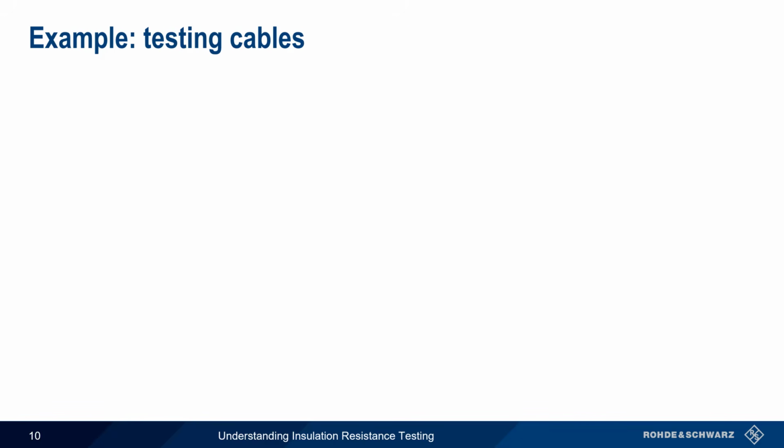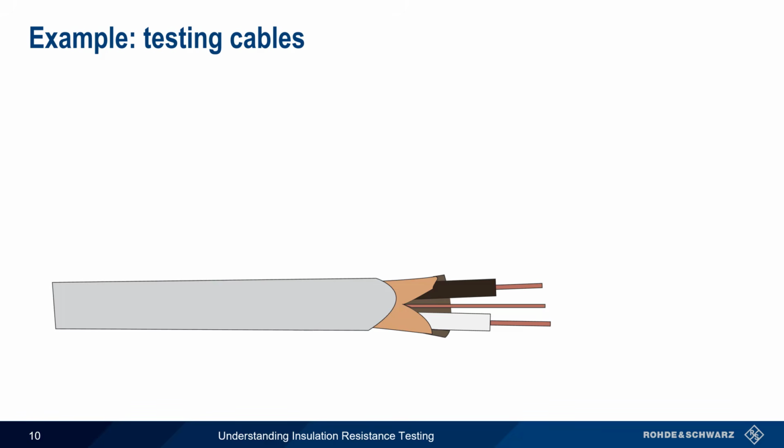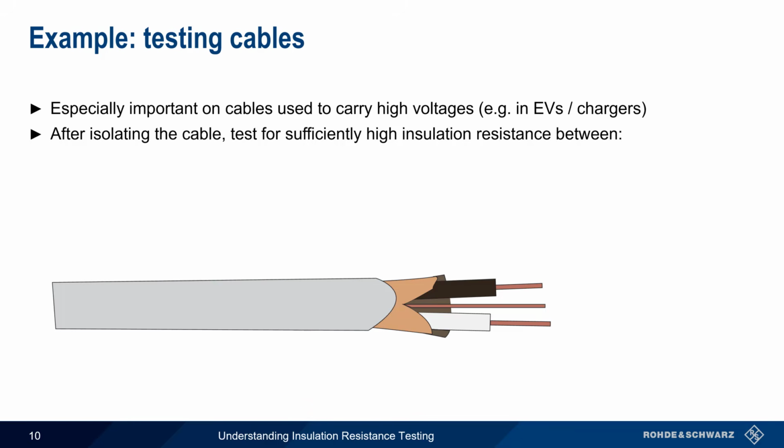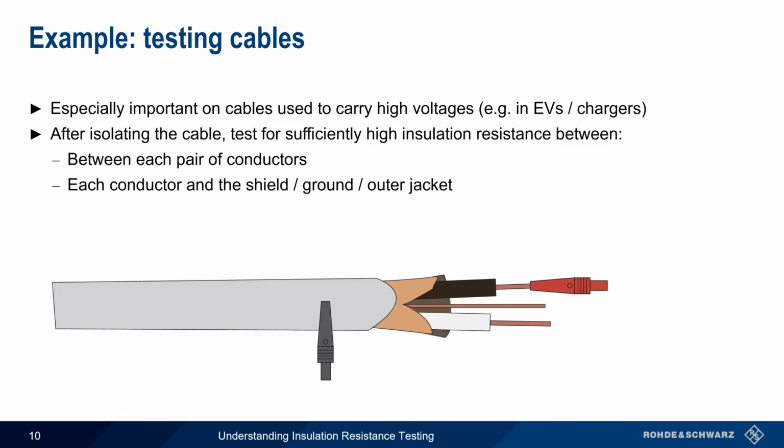A more common but also more complex application is testing cables. This is particularly important for cables that are used to carry high voltages, such as in electric vehicles. After isolating the cable, insulation resistance is normally tested between each pair of conductors. This test can also be performed between a conductor and the outer cable sheath, shield, or ground.